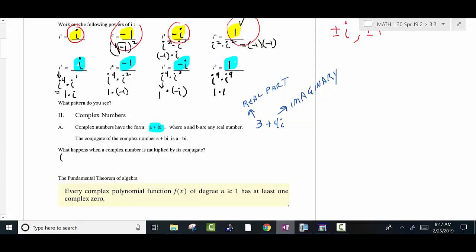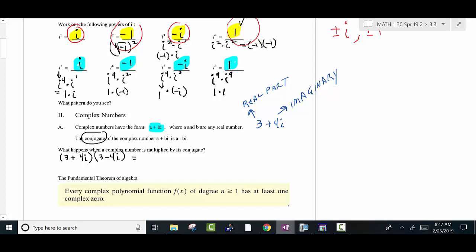So I want you to write down this example first of all. Let's just say you have 3 plus 4i. The conjugate just means that it's the same thing, but you change that sign to 3 minus 4i. Okay, so I want to show you what happens when you multiply a complex number by its conjugate. And if you look at that, does that look like FOIL? That's what it is. When you multiply complex numbers, it's just the distributive property, so it's like FOIL.